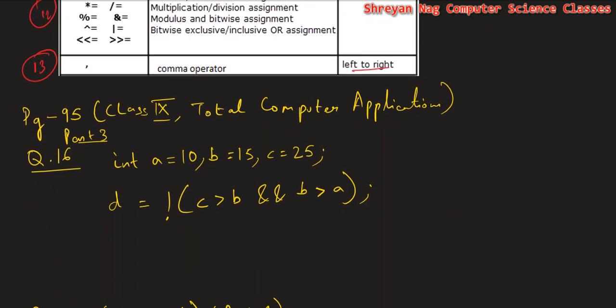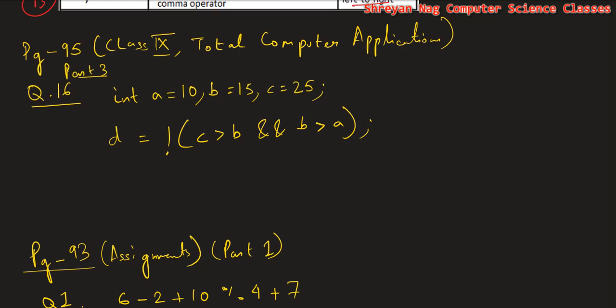Now we will be looking into some equations. Here, on page number 95 of the Total Computer Applications book, there is question number 16 where int a equals 10, b equals 15, and c equals 25. In your examinations this kind of question may be asked. So let us try to solve this.